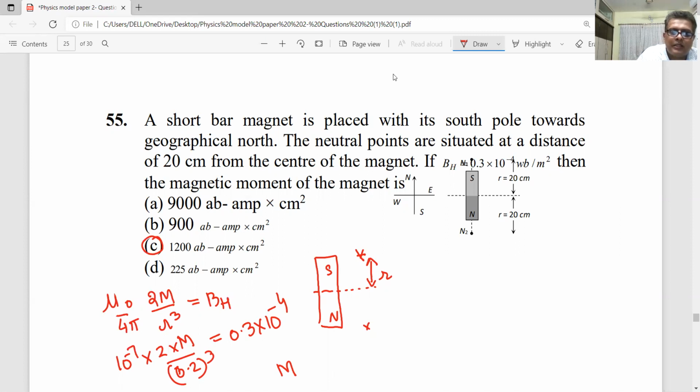Dear students, see how the calculation is done. Take 0.2 cube as 2 cube, since the answers are different. 2 cube is 8, 8 into 3 is 24, and this 2 comes below on the left hand side. 24 by 2 is 12. I don't know how much exactly, but my answer has to have the digit 12. So my answer is 1200. Easily you can get it. I hope you are getting the logic clearly, everybody.